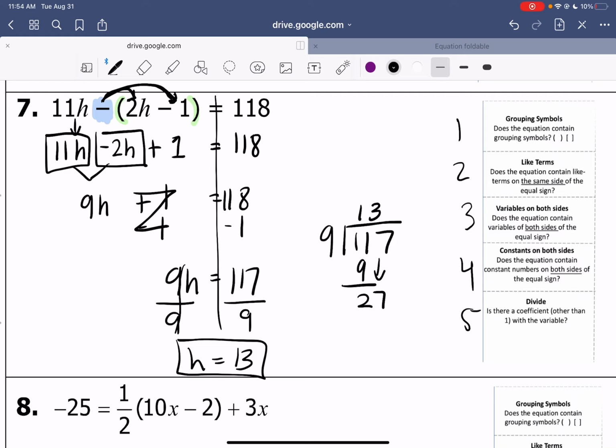All right. So we did our 5. The only step we didn't need to do was number 3.